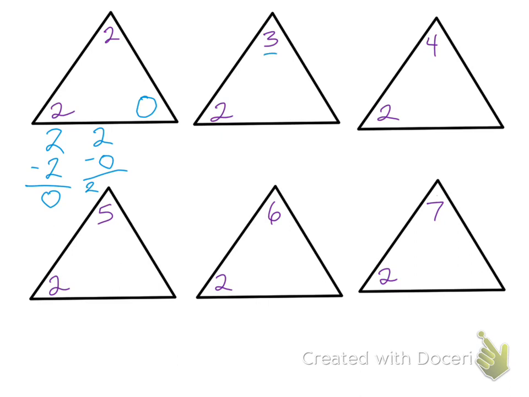So 3 is the sum. So I know that 2 plus something that goes in this corner equals 3. Well, I know that 2 plus 1 equals 3. So my subtraction facts would have to be 3 minus 2 equals 1, okay, because 3 minus 2 equals 1, or I'd have to do 3 minus 1 equals 2.